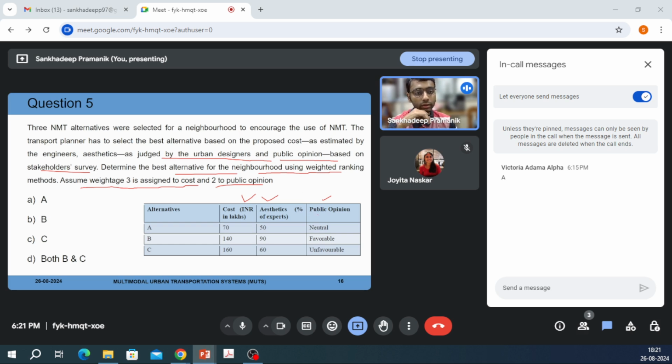So by default it will be multiplied by 2, and by default it will be multiplied by 3. So you can solve the question. I am giving some time, then I will discuss.